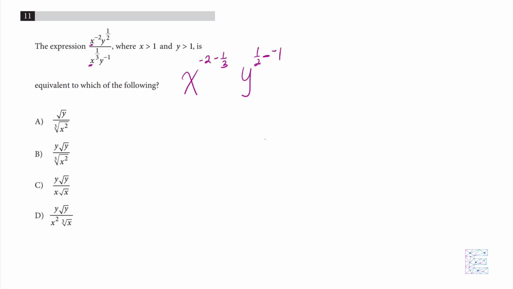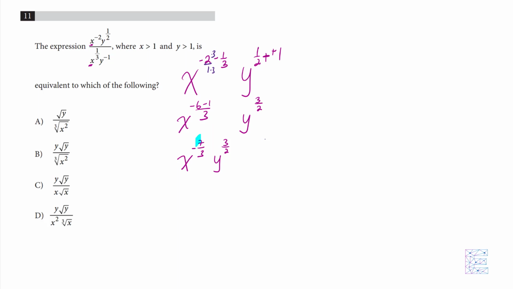And just doing a little bit of arithmetic, we need to get these two to have a common denominator. And we can multiply this first one by 3. And you find that we end up with x raised to the negative 6 minus 1 over 3. And we end up with y. These minuses become a plus, so it's really 1 plus 1/2, and that's really 3 over 2. So we can clean this up a little bit more, and what we end up with is x to the negative 7 over 3 and y to the 3 over 2.